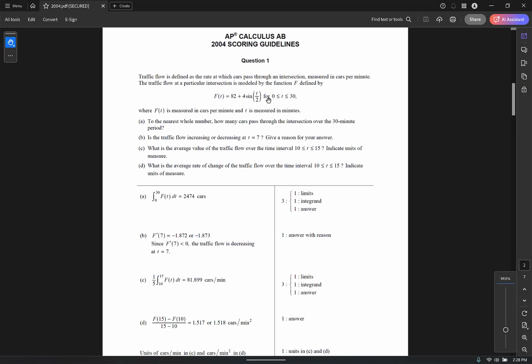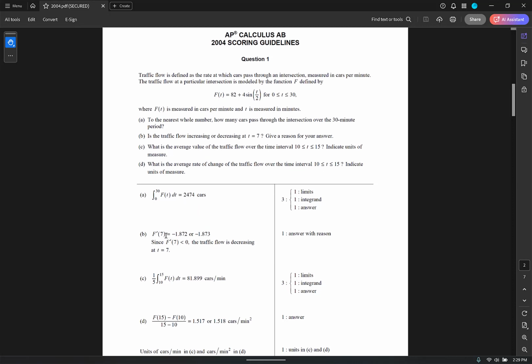Okay, look how nice they were. I didn't know they were going to give 3 points for letter A. Usually that's like a 1 or 2 pointer. Letter A, they give you 1 point. By the way, I recall the limits with the integrand is starting to be blended now in the future. So in 2004, they were really nice: 1 point for the limits, 1 point for the integrand, 1 point for the answer. I think that's pretty generous.